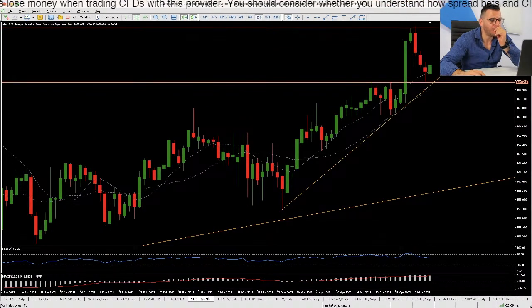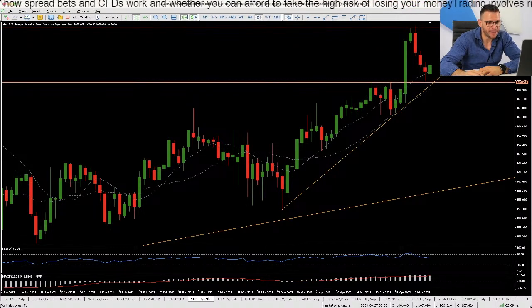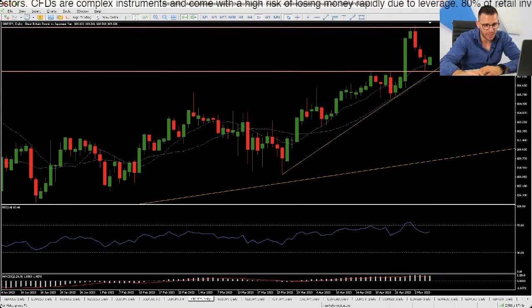Next, pound against the Japanese yen. Daily chart. Again, guys, this is a textbook example. Market made a higher high and retraced. Found support at the previous swing high. Trend line, moving averages, everything points upward. If we bring the RSI indicator, RSI is above.